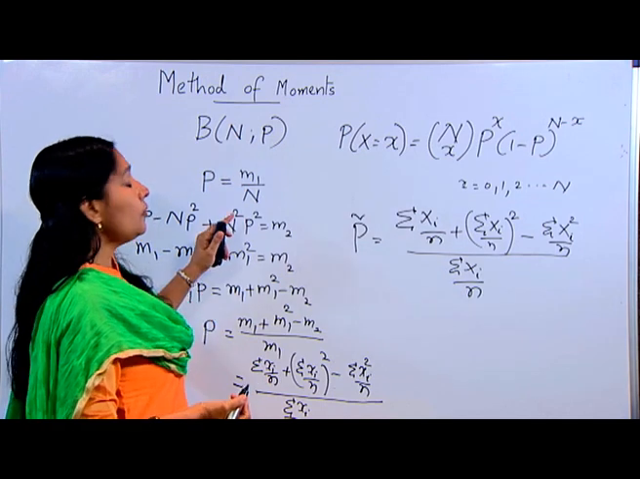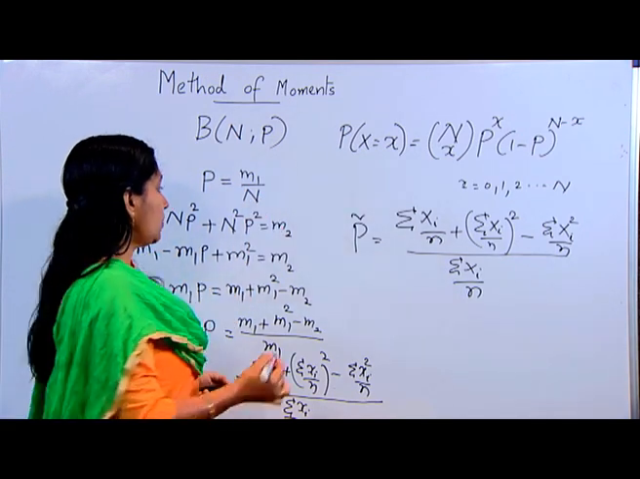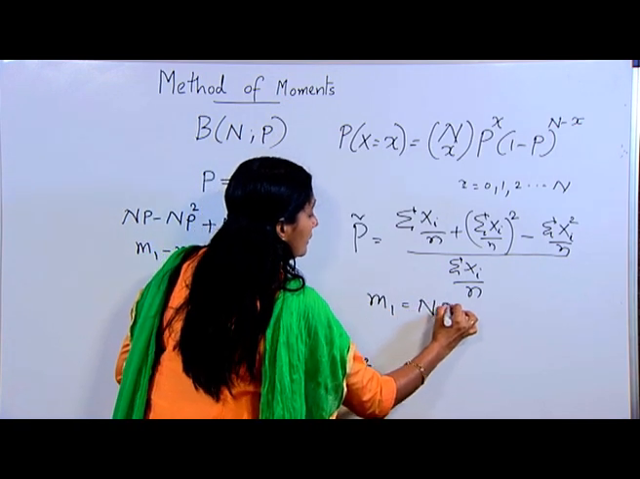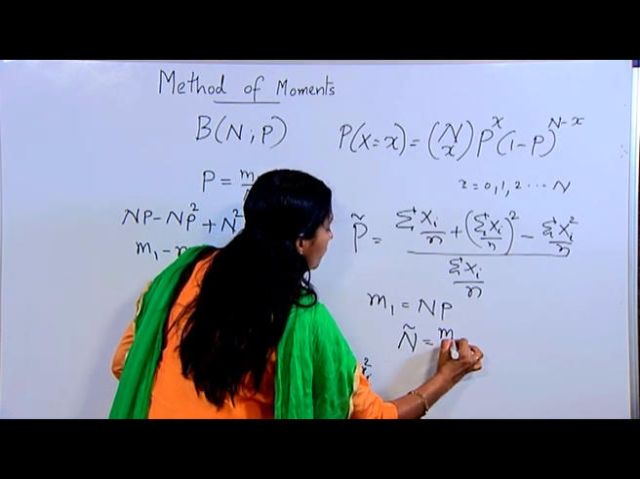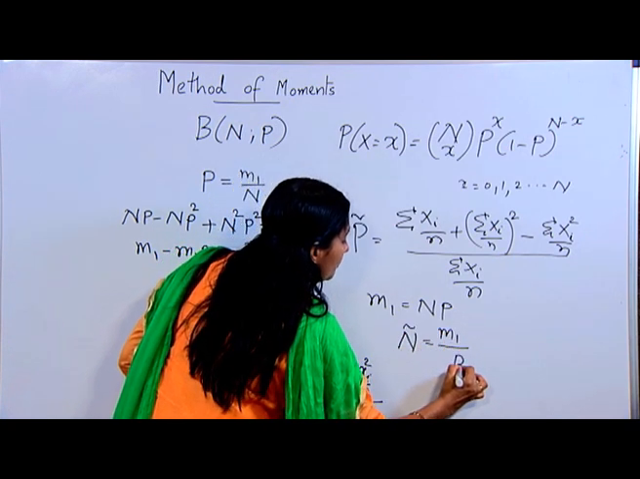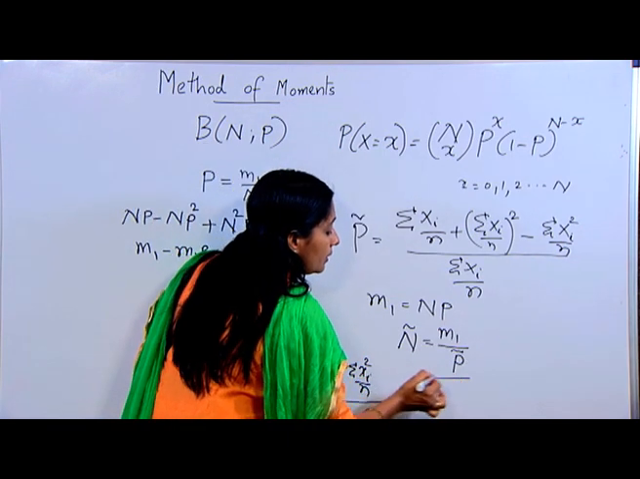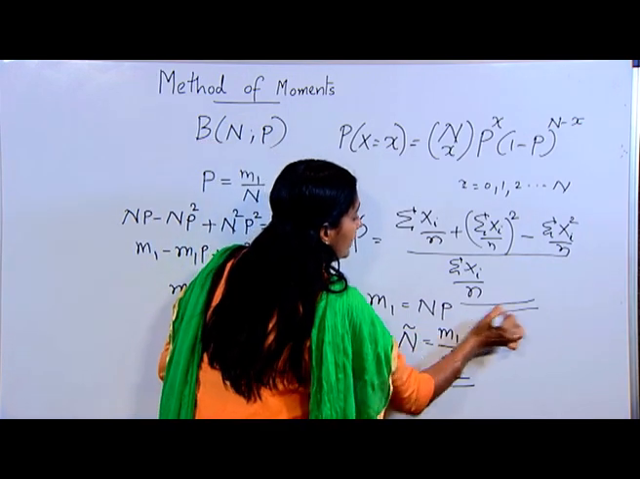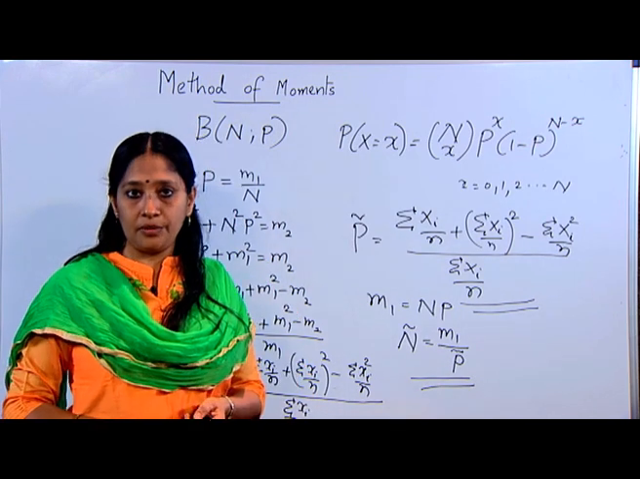Now, we have one more parameter capital N, and from the first equation we have m1 is equal to np. Therefore, what is n? N curl is equal to m1 divided by p curl. Hence, we got the moment estimators of the parameters of the binomial distribution.